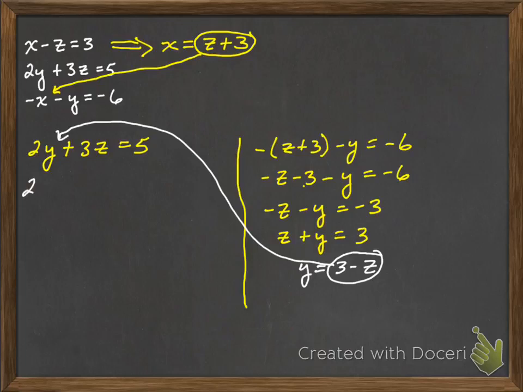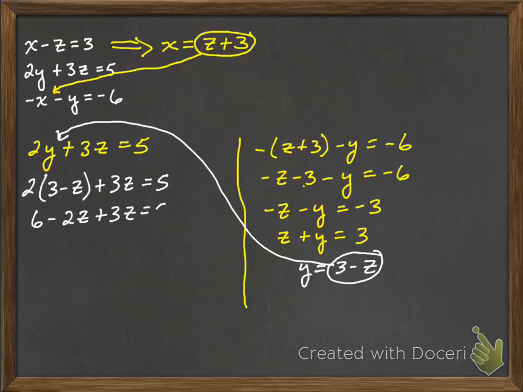That will give us 2 times 3 minus z plus 3z equals 5. Now we need to distribute, so you get 6 minus 2z plus 3z equals 5. Combining like terms and solving for z gives us z equals negative 1.